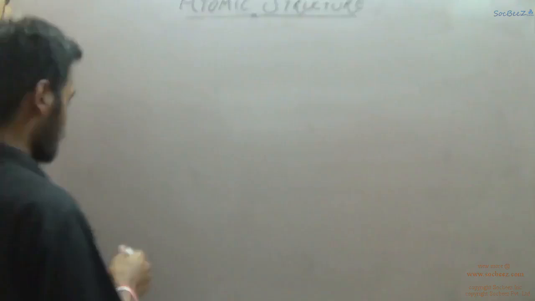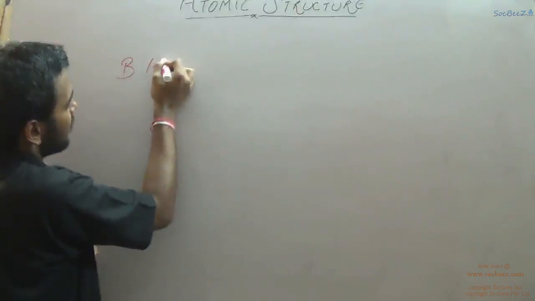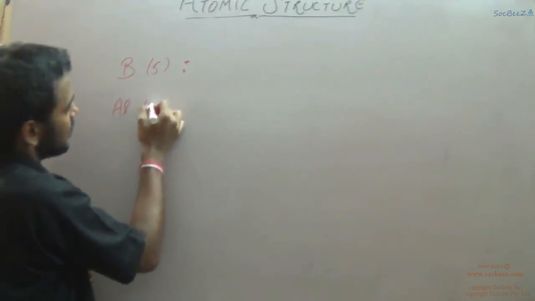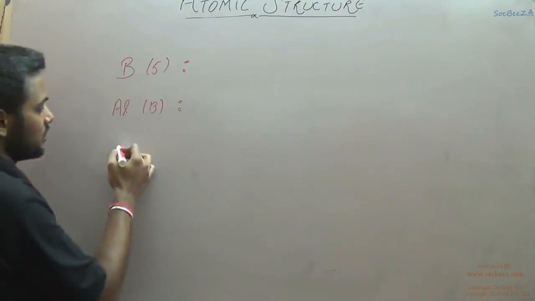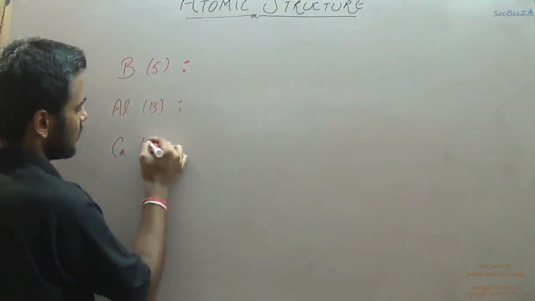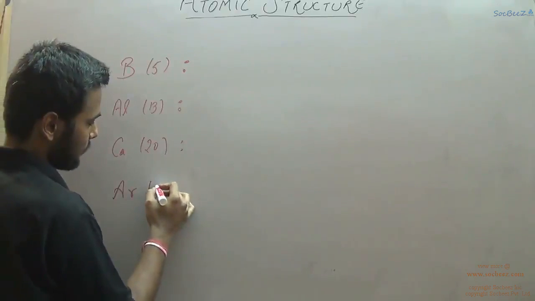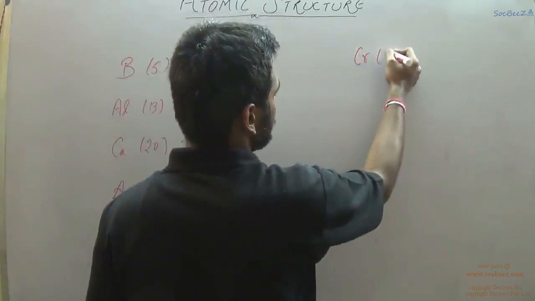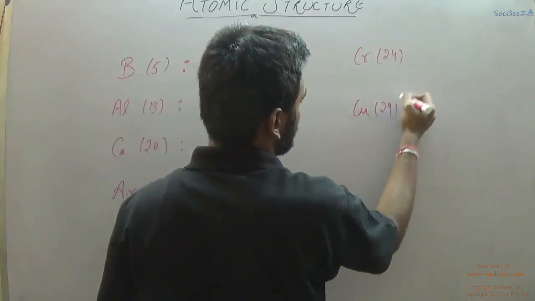First we are going to write the electronic configuration of boron, which has 5 electrons. Then we are going to write the electronic configuration of aluminium, which has 13 electrons. Then calcium, which has 20 electrons. Then argon, which has 18 electrons. Then chromium, which has 24 electrons, and then copper, which has 29 electrons.